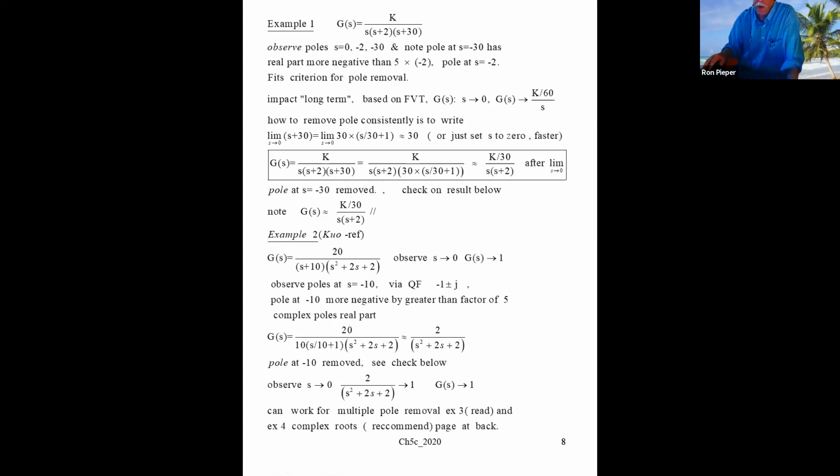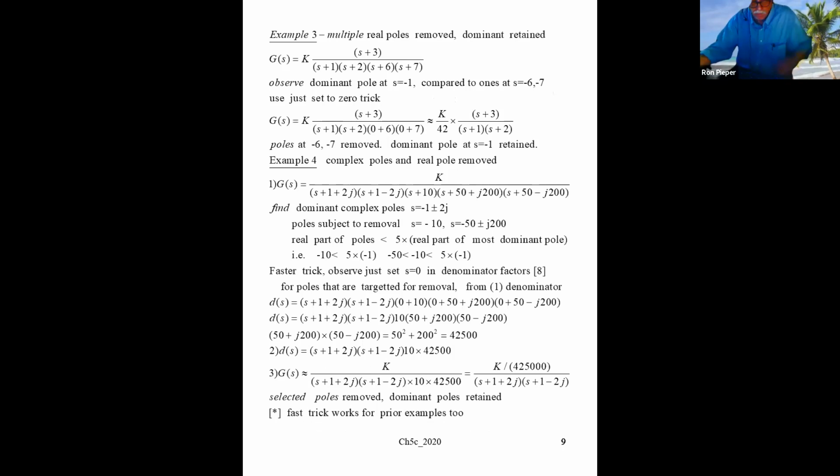All right. Unless there's a question, I'm going to go to the next page. On the next page, I think we got a multiple pole removal and an example with complex roots. All right, with this multiple pole removal, we see we have a 0 and a -3. And even though I can't see it on my screen, I've got my hard copy here. We've got poles at -1, -2, -6, and -7.